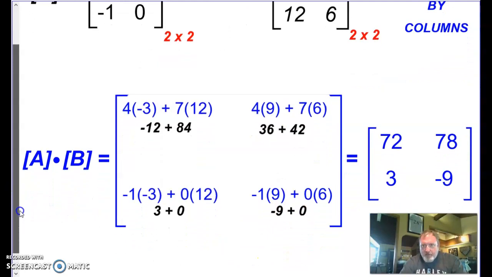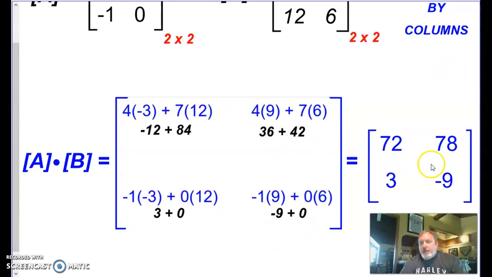And when I simplify that, here is my answer. So -12 plus 84 is 72. When I multiply these two and add them together, I get 78. And the second row, 3 and -9. Anytime we see ones or zeros, we like that because that obviously makes multiplying a little easier. But again, you multiply a row of the first matrix times a column of the second matrix.